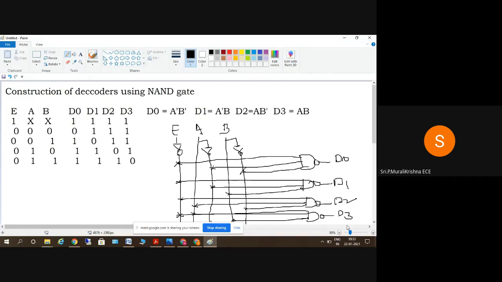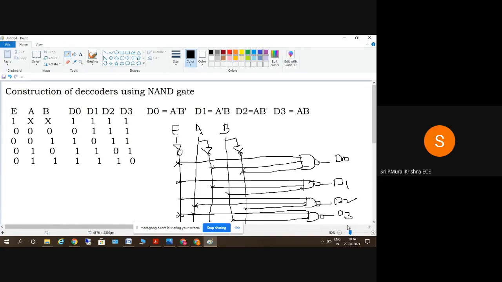Clear? Yes, sir. Any doubts in this? Please let me know any doubts. When I'm using AND gates and NAND gates, the operations will be opposite. Clear? Yes, sir.